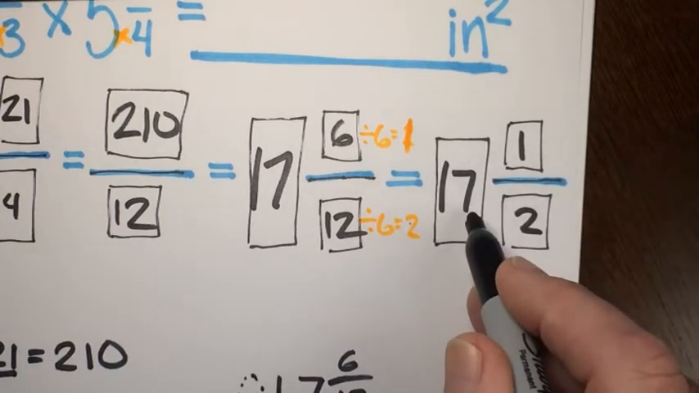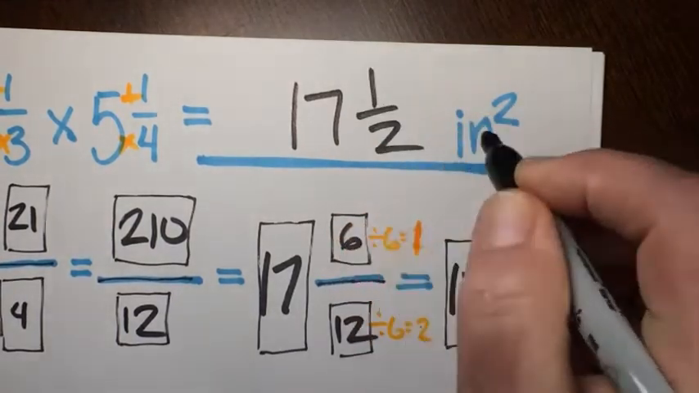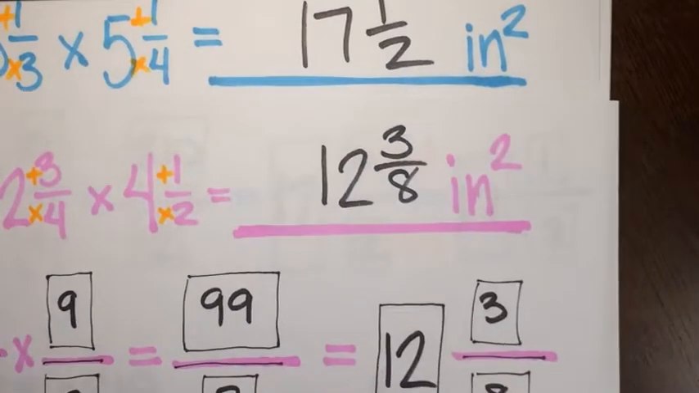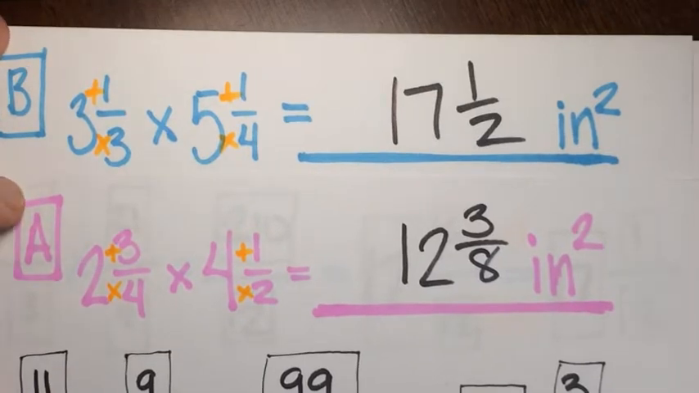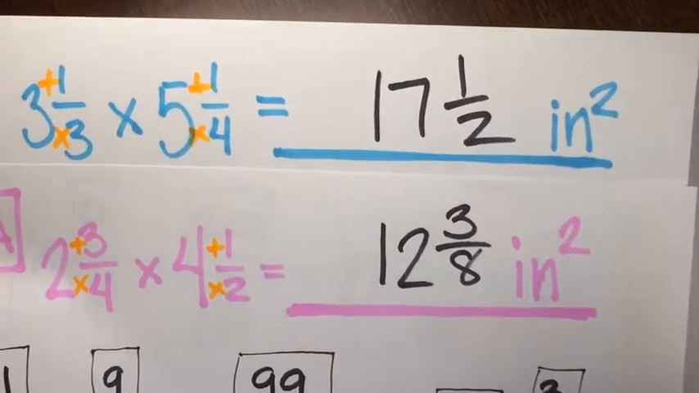All right, so that's our final answer here, 17 and a half inches squared. So we have both of our answers. We know that A and B have a difference. We have to find the difference between those two numbers for our last step. So let's do our final step of finding the difference between those two numbers.